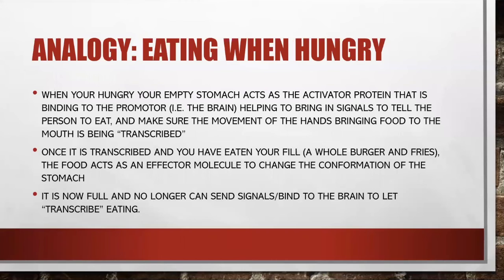Analogy: eating when hungry. When you're hungry, your empty stomach acts as the activator protein that is binding to the promoter, helping to bring in signals to tell the person to eat and make sure that the movement of the hands bringing food to mouth is being transcribed. Once it is transcribed and you have eaten your fill, i.e. a whole burger and fries, the food acts as an effector molecule to change the conformation of the stomach. Now the stomach is full and no longer can send signals or bind to the brain to let transcription of eating occur. So now you don't need to eat, and so you don't need those genes to be expressed.